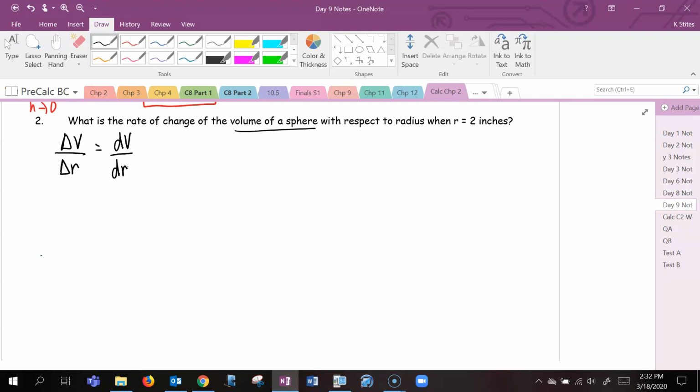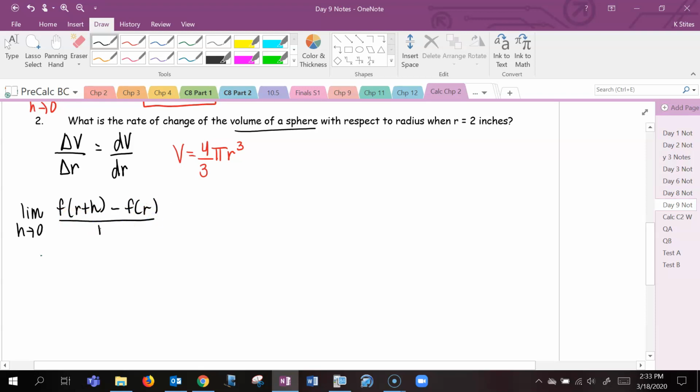One thing you do need to know is what the volume of a sphere is. So that's 4/3 pi r cubed. And yes, that's something you should know. So basically that's your function, and we are doing this with respect to r, and r is 2 inches. So again, we're just doing difference quotient. So limit as h approaches 0 of f of r plus h, because we're dealing with respect to radius, minus f of r all over h. And then we're doing this when the radius is 2.